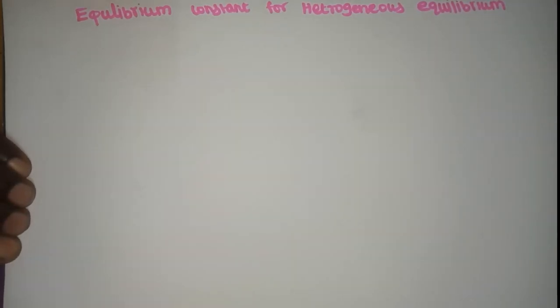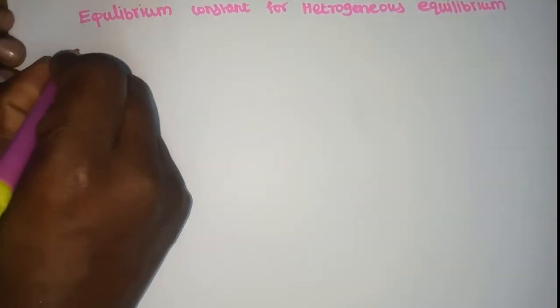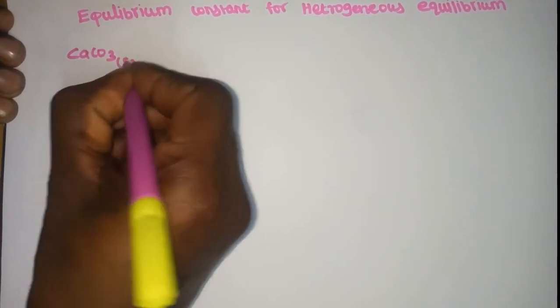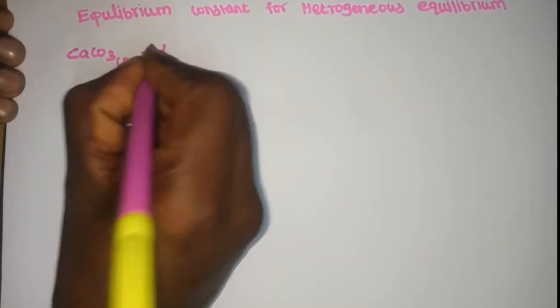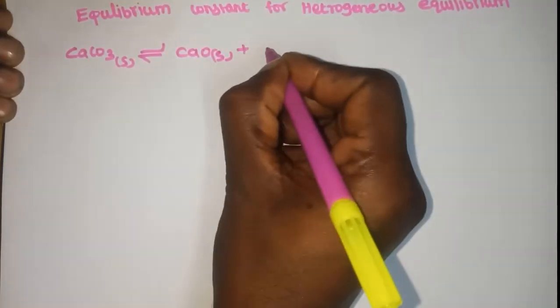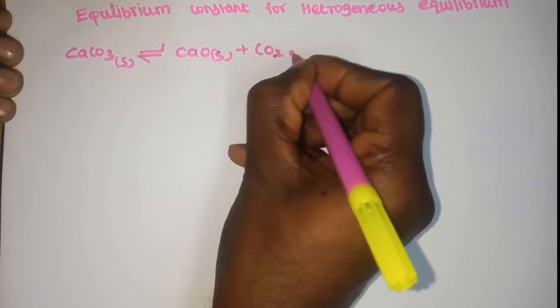Next one is the equilibrium constant for the heterogeneous equilibrium. Heterogeneous equilibrium is an equilibrium in which reactant and product are in different phases. First example, calcium carbonate in solid state, CaCO3, decomposes into calcium oxide, CaO, and carbon dioxide in gaseous state.